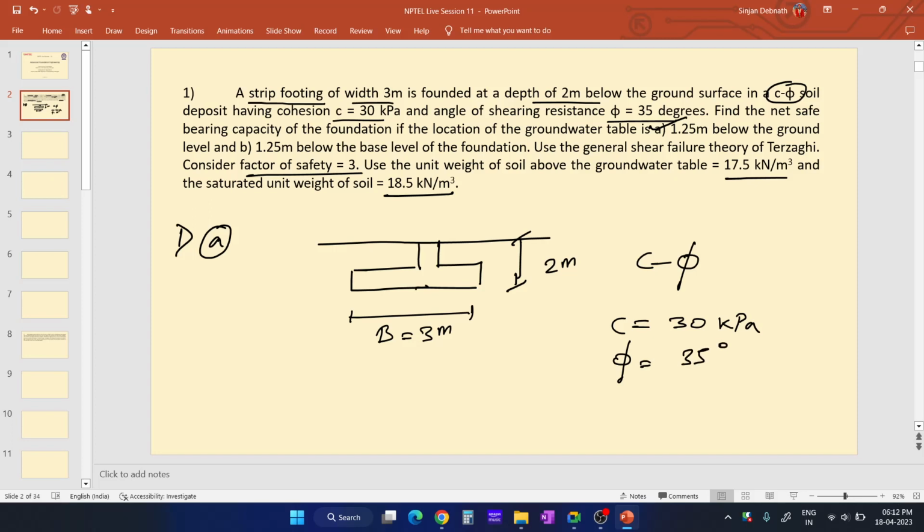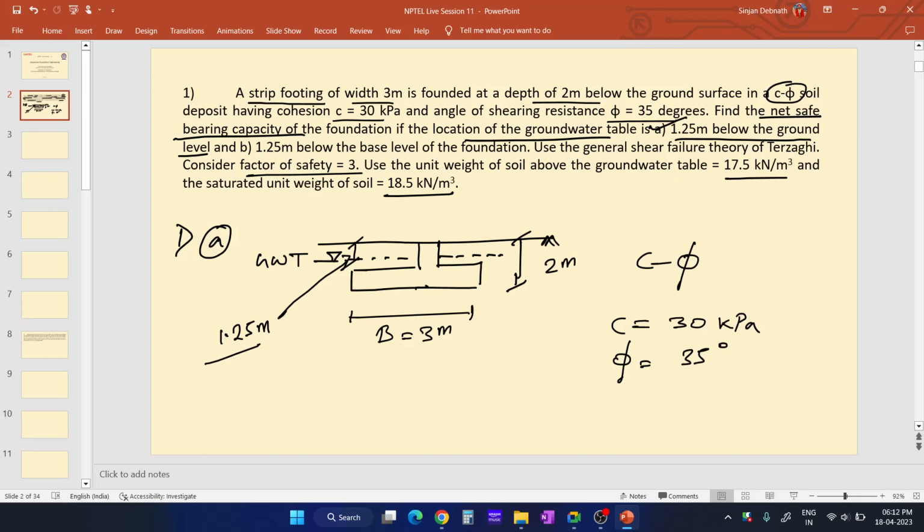We have been asked to find the net safe bearing capacity of the foundation if the location of the groundwater table is, in case A, 1.25 meter below the ground level. So the groundwater level is somewhere over here. This is the ground surface, and the groundwater table is somewhere over here, and this depth is 1.25 meter below the ground level. This is the first case.